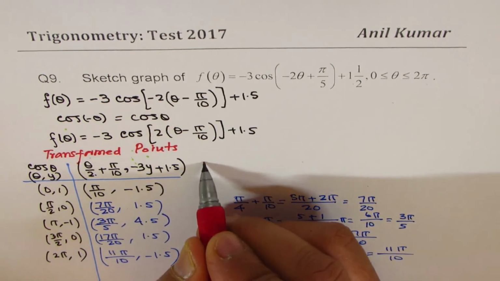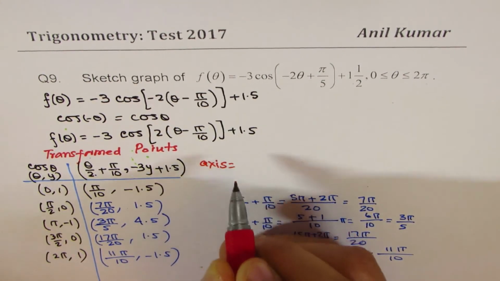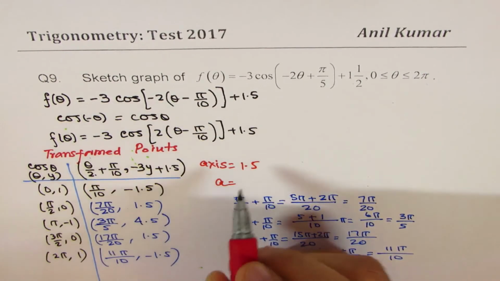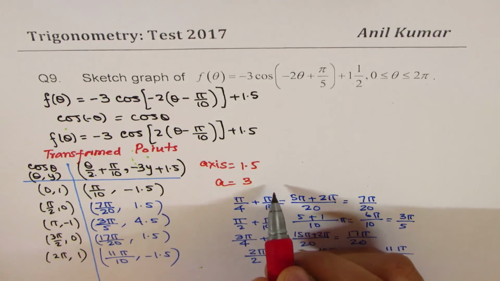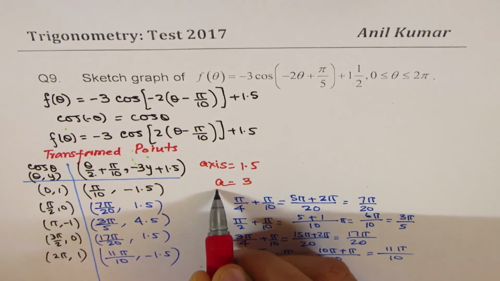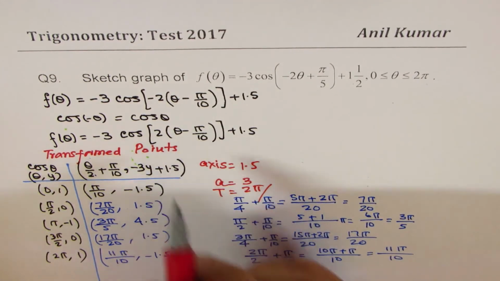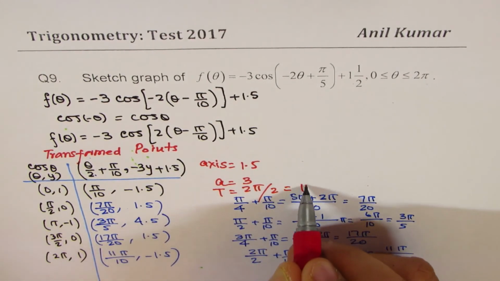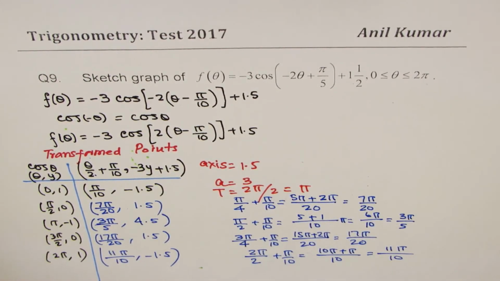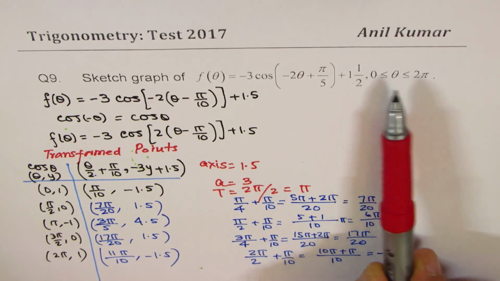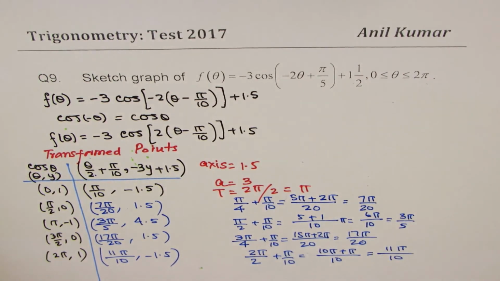So we'll start with the axis, which is 1.5. We have amplitude A which is 3, and we have time period T which is 2 pi by 2, right? 2 pi by 2 is pi. So pi is the time period for us. That is to say, we expect 2 cosine waves in this interval, right? This is 0 to 2 pi. You get the idea, correct?